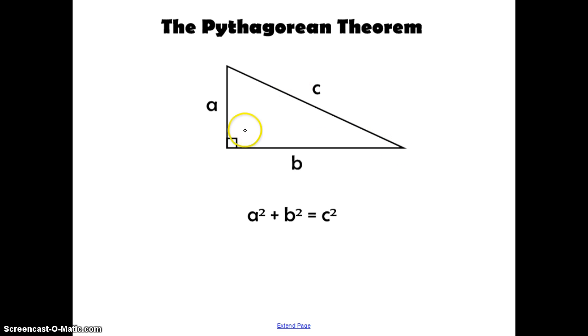Then this side C, the one that is opposite from the right angle, this side is what we call the hypotenuse. This one has to be C, because when we have this equation a squared plus b squared equals c squared, A and B, the two legs, can be switched, but the hypotenuse always has to be C. So just make sure you're very careful when you're assigning the letters A, B, and C.